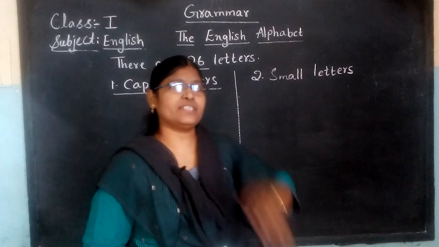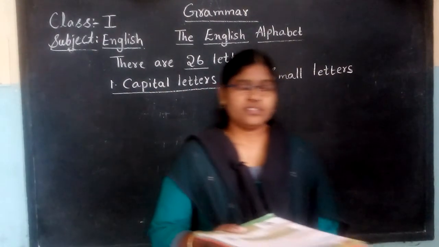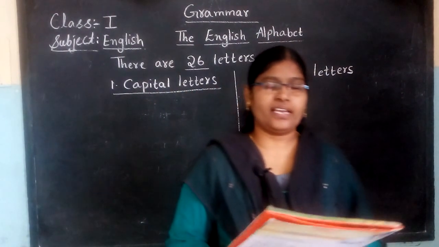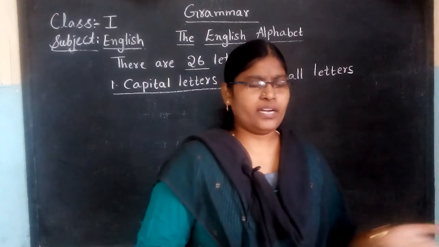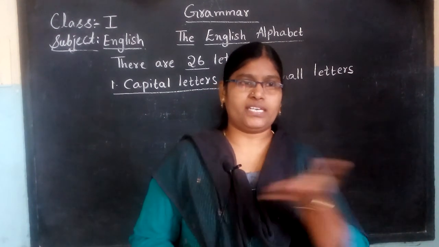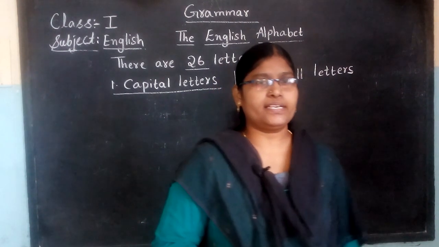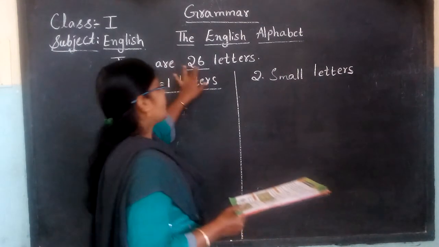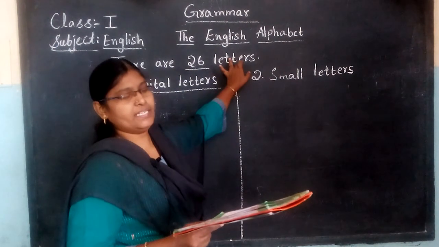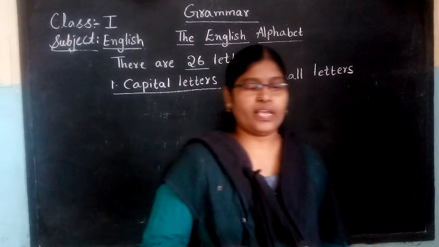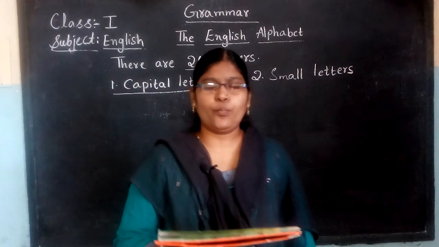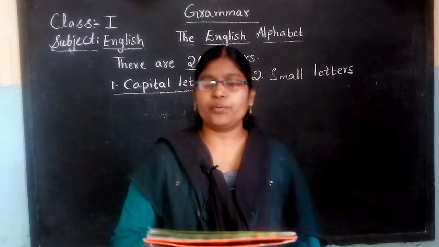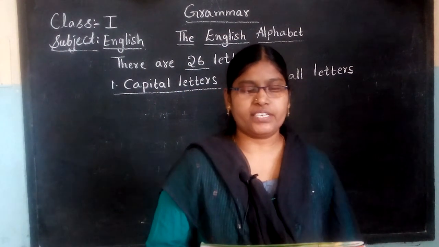How many alphabets are there, children? Say, how many alphabets are there? You learned in nursery to LKG, yes or no? How many letters? Yes, there are 26 letters. The alphabet is a group of letters. There are 26 letters in the English language.